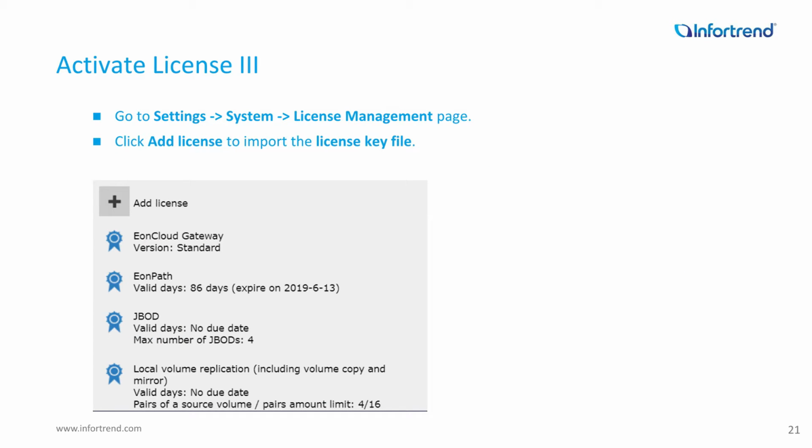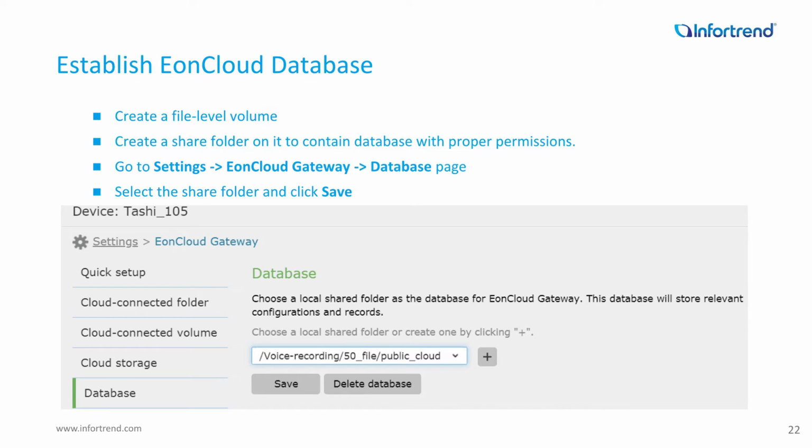Third and last, go back to GS, then follow the steps in this screen after you have imported the license key file. The status of the version will be updated to Enterprise or Ultimate version according to what you have purchased. When the license is activated, you can start setting up the connection to the cloud and link the local share folder. When launching EON Cloud Gateway, you can see that the menu contains a list of tabs on the left side.